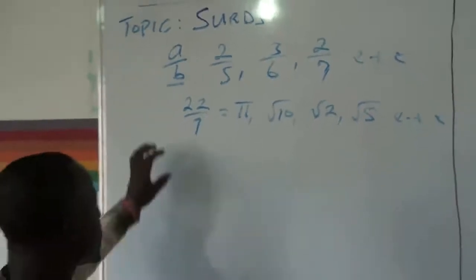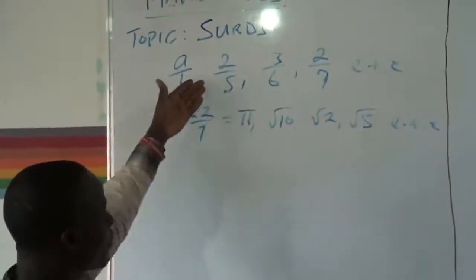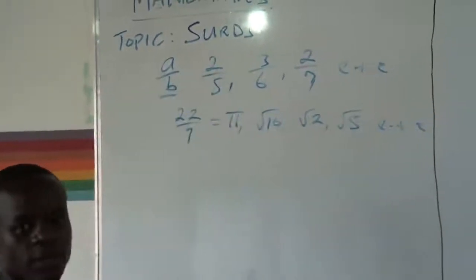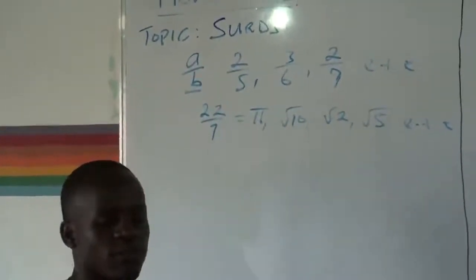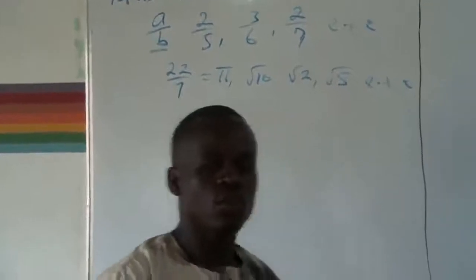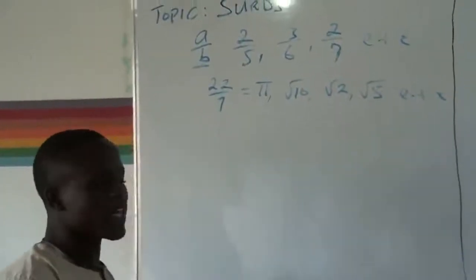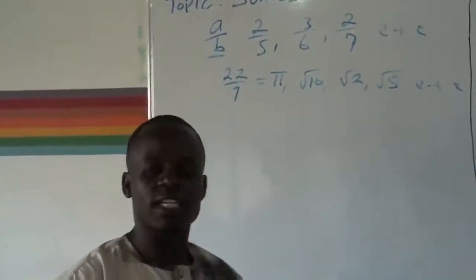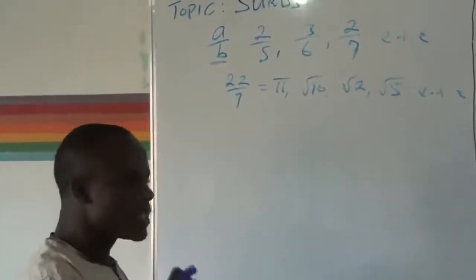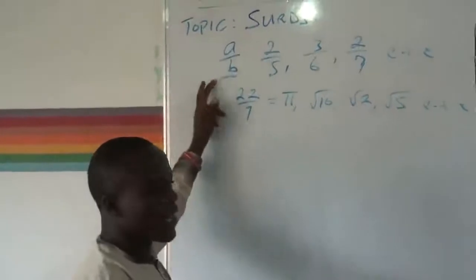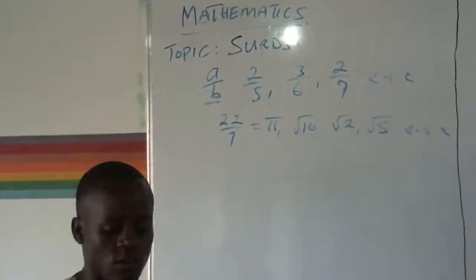Now, someone will say 22 over 7 is already in the form a over b. But the thing is, when you start to divide 22 by 7, you continue to divide without an end. So we have so many examples of fractions that are not terminating, and they are considered as irrational numbers. But those that are terminating can easily be expressed as a over b, and those are rational numbers.